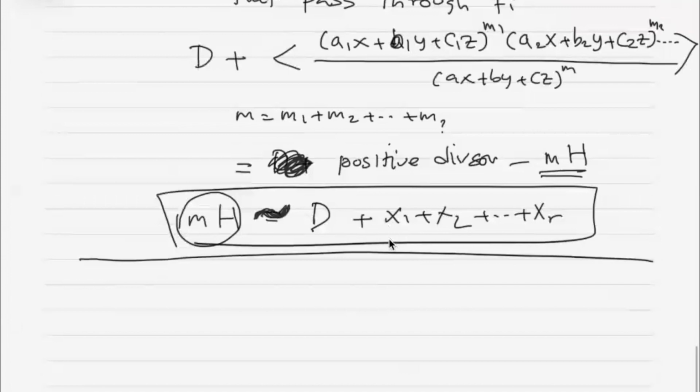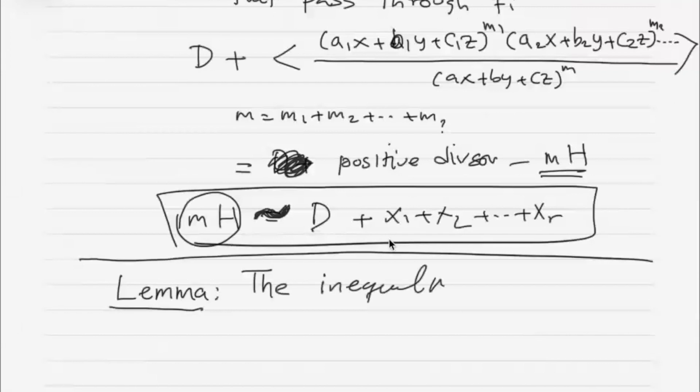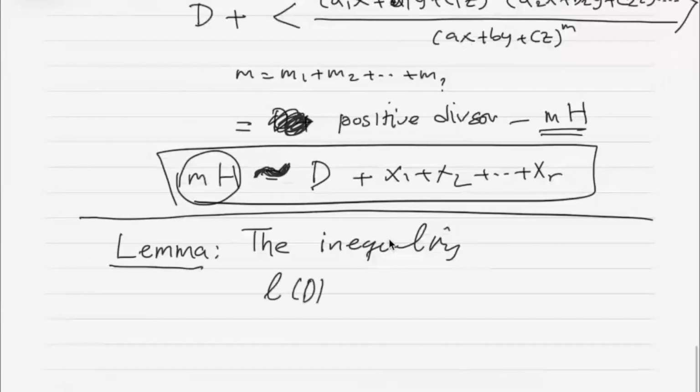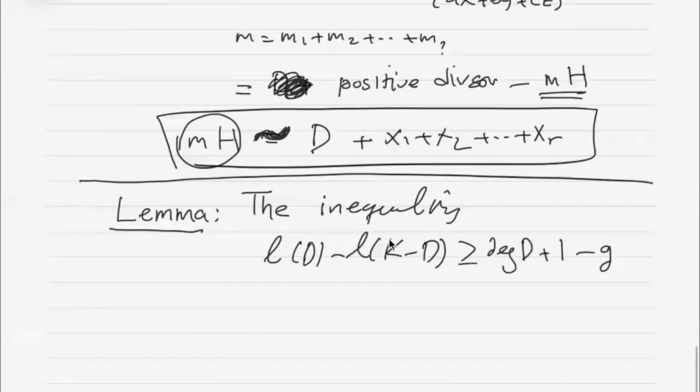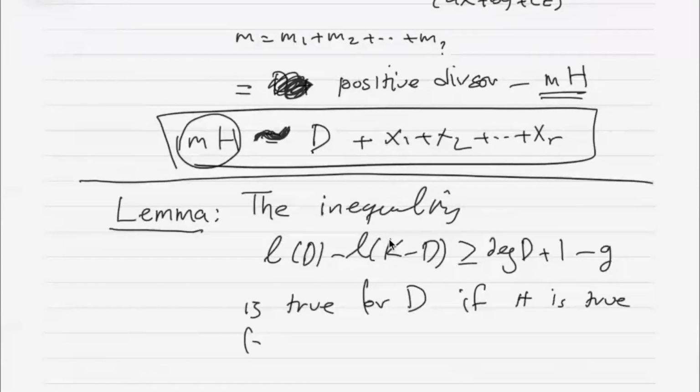So all you need to show is that this inequality, so the lemma, the inequality L of D minus L of K minus D bigger than or equal to degree of D plus 1 minus G is true for D if it is true for D plus P. So this is actually backward induction. You go from a bigger divisor to a smaller divisor.